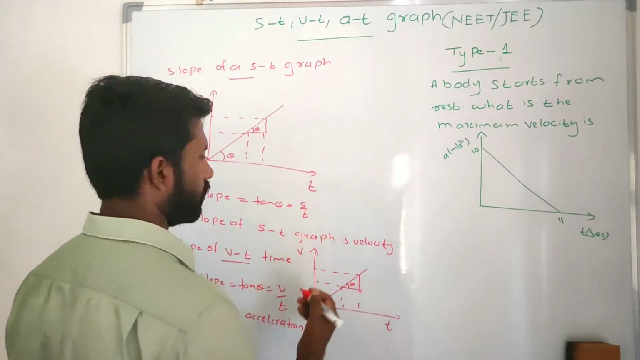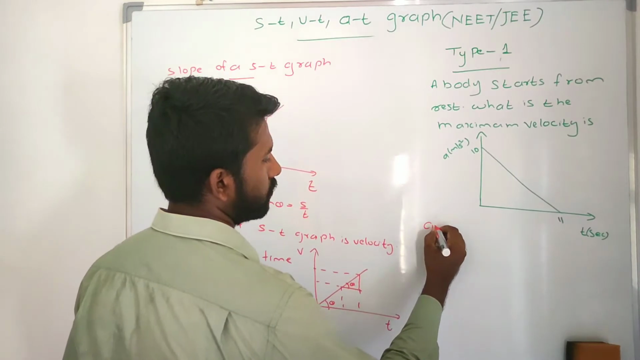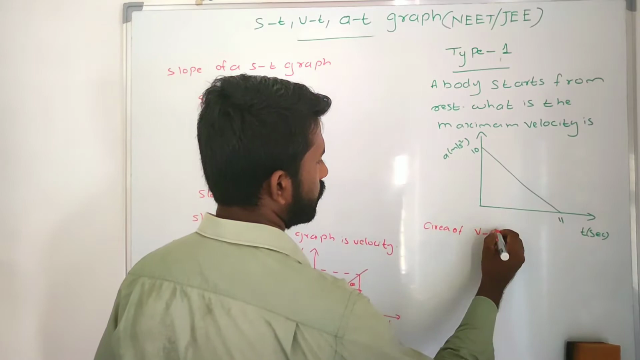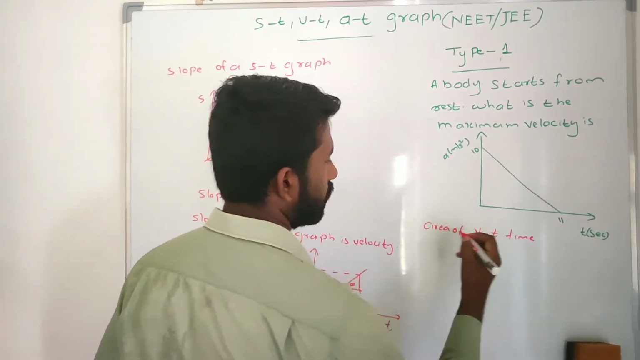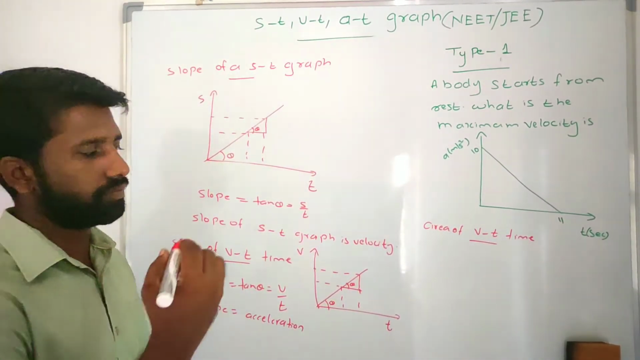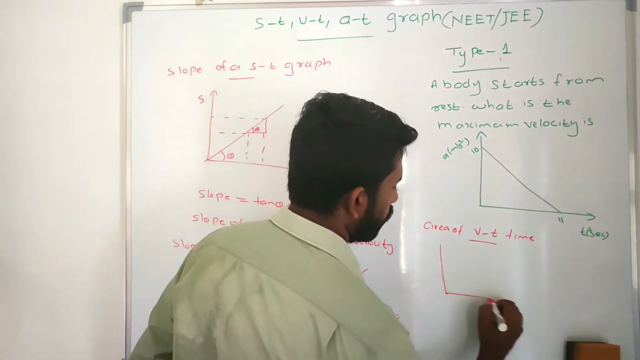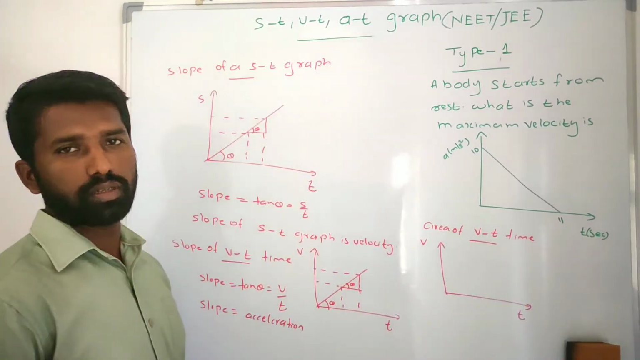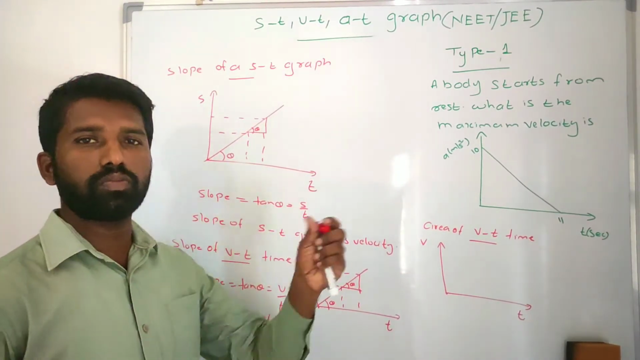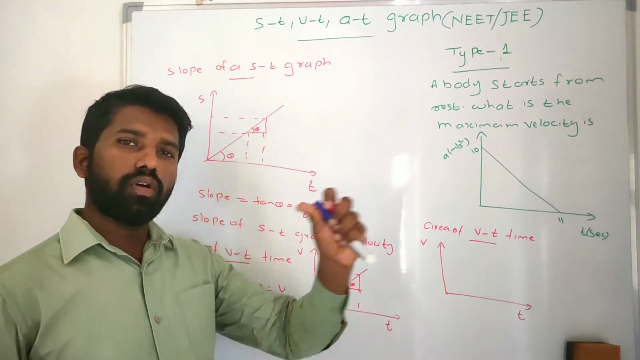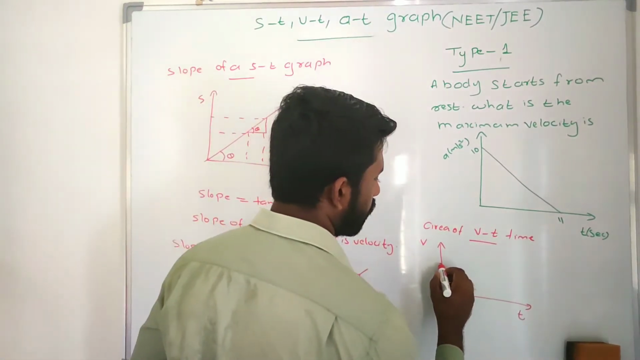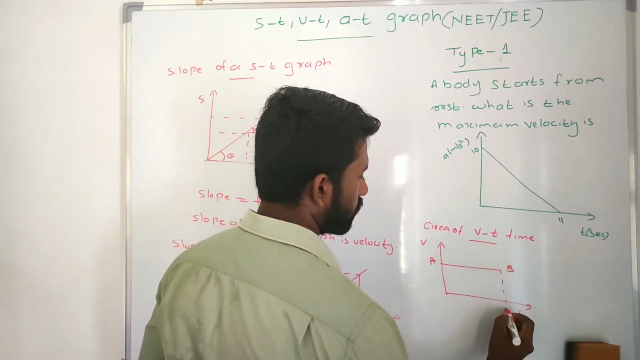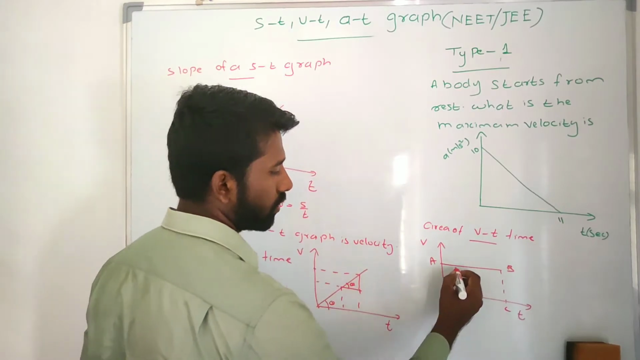Next we will see the area of the velocity-time graph. What is the area of the velocity-time graph? I am taking a uniform motion velocity-time graph. What is uniform motion? Uniform motion means an object is moving with equal velocity, that is, the velocity is constant. The graph is like this. So if I find the area, I will get a rectangle.